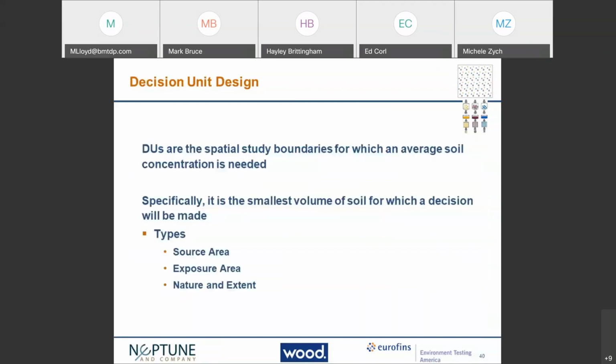Now, I know the other two speakers have both talked about decision units, but this is an important element of the ISM design. DUs are basically the spatial study boundaries in which an average soil concentration is needed. It is the smallest volume of soil for which a decision will be made. And there are three general types of decision units: source area decision units, exposure area, and nature and extent.